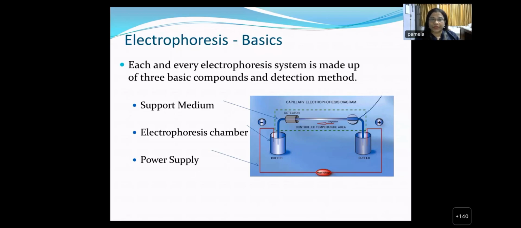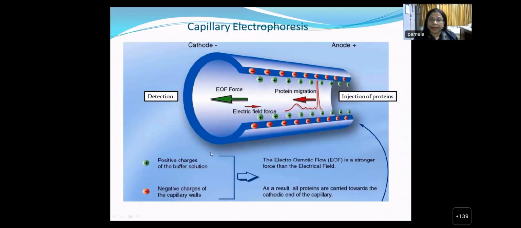The basics of electrophoresis: any electrophoretic system is made up of three basic components. You have the support media. Earlier, and in some places even now, electrophoresis is done on an agarose gel. So basically you have the support media, the electrophoresis chamber containing the buffer, and the power supply. In capillary electrophoresis, the principle is like this.